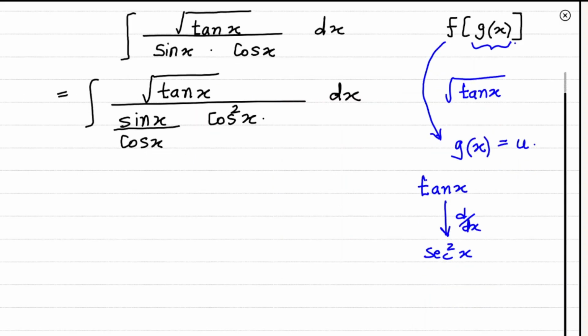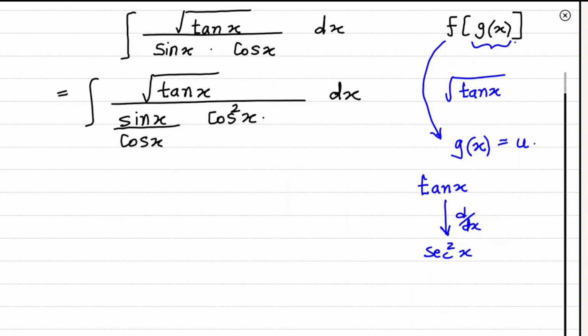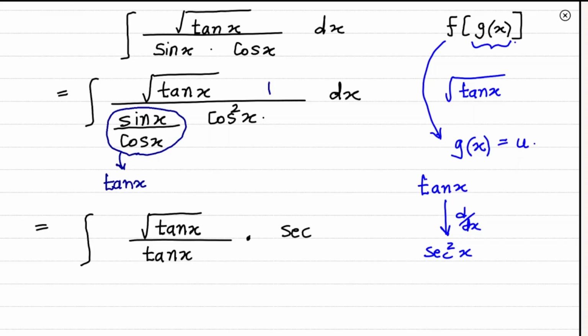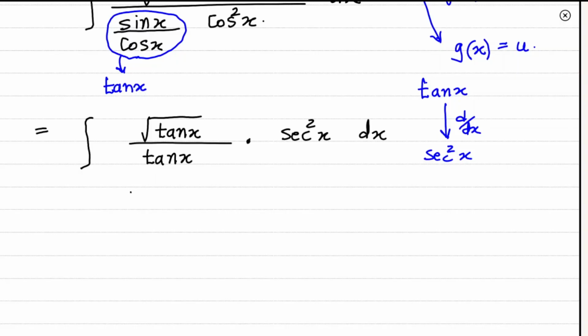What is there over here? The advantage of doing this is that this part over here is tan x now, and this 1 divided by cosine square x is nothing but sec square x, which is the differentiation of tan x. So what you have here is the integral of square root of tan x divided by tan x, and 1 over cosine square x is nothing but sec square x, and you are integrating that with respect to x. Now it's very easy to integrate because we can simply put tan x equal to u.